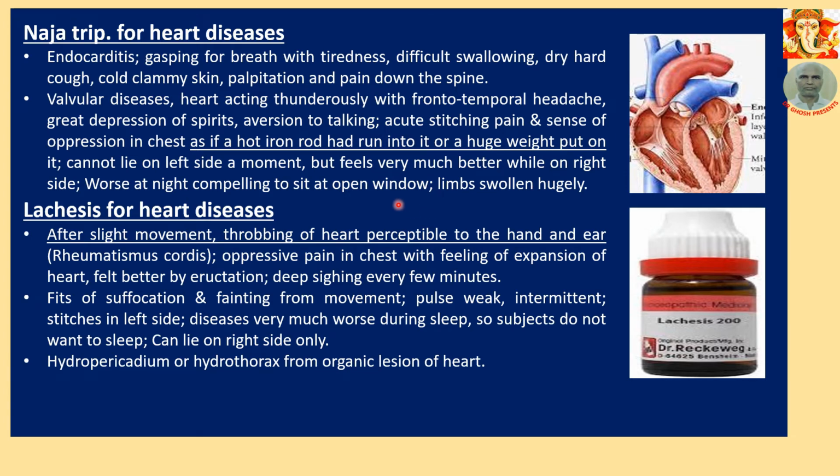Lachesis for heart disease. After slight movement, throbbing of the heart perceptible to the hand and ear. Rheumatismus cordis. This is the technical name of this particular trouble. Oppressive pain in chest with feeling of expansion of heart. Felt better by lactation. Deep sighing every few minutes. Fits of suffocation and fainting from movement. Pulse weak, intermittent. Stitches in left side.